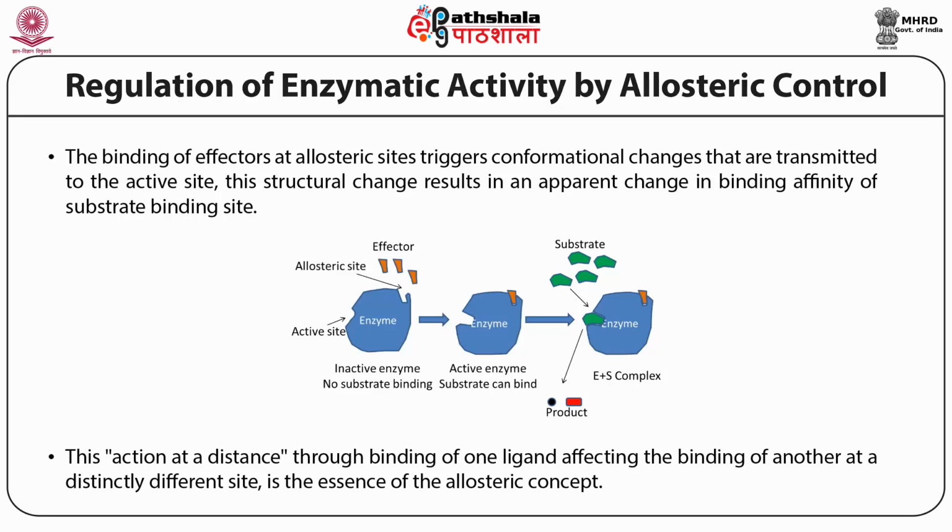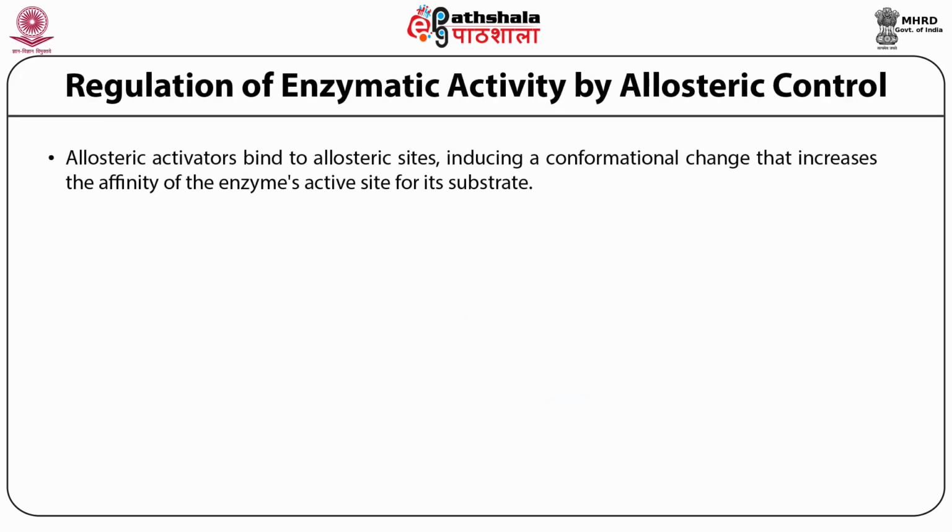This action at a distance, through binding of one ligand affecting the binding of another ligand, is the essence of the allosteric concept. Depending on the effector molecule, it can be a positive effector molecule or a negative effector molecule. If the binding of the effector molecule facilitates the binding of substrate at the active site, then it is called a positive effector molecule.